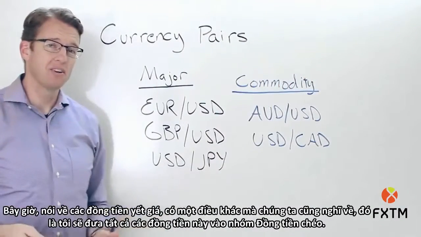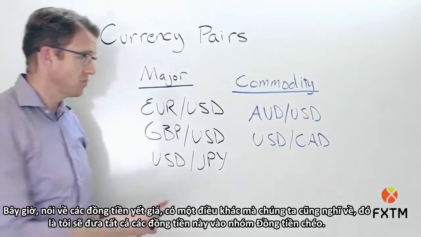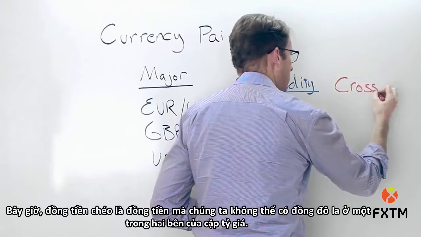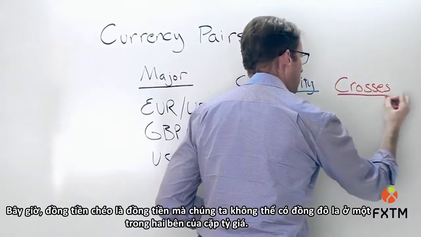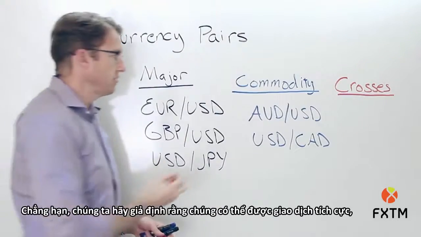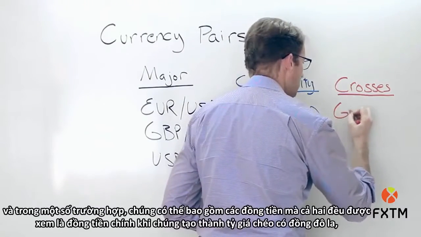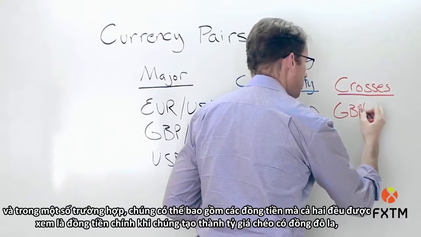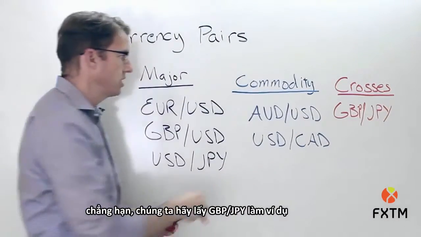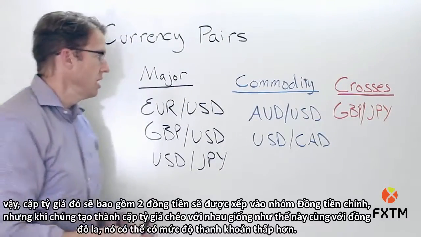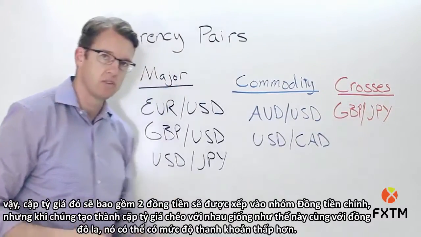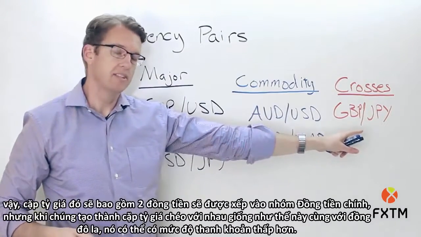Now, speaking of commodity currencies, there's another one that we think about as well, where I'm going to put them all in the category of the crosses. A crossed currency is one in which we may not have the dollar on one side or the other. They may be actively traded, and in some cases, they may include currencies that would both be considered majors when they're crossed with the dollar. So for example, take the pound to the yen. That would involve two currencies that fall into the major category, but when they're crossed with each other like this versus the dollar, it likely has less liquidity.